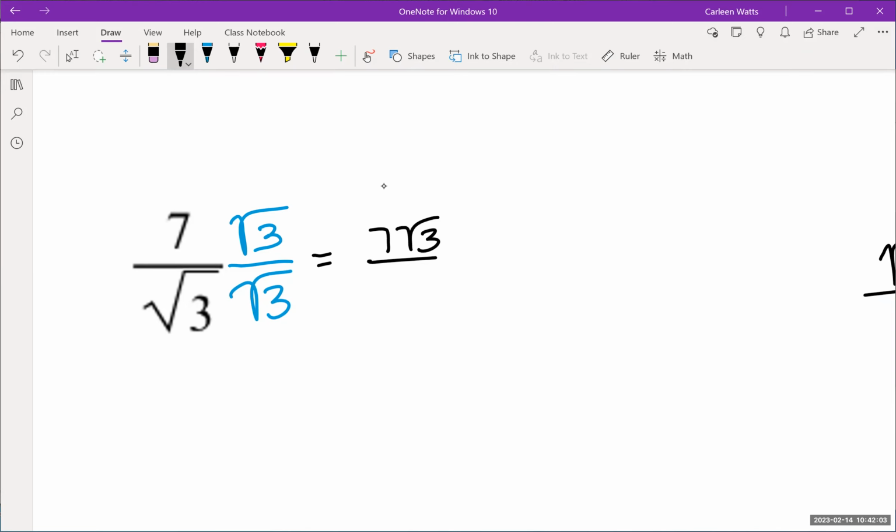I will not always be with you when you're doing these problems. You're going to have to remember, do not multiply the outside 7 with the inside 3. But now we have inside 3, so we have 9. We like the number 9. We like rad 9, because the square root of 9 is 3.